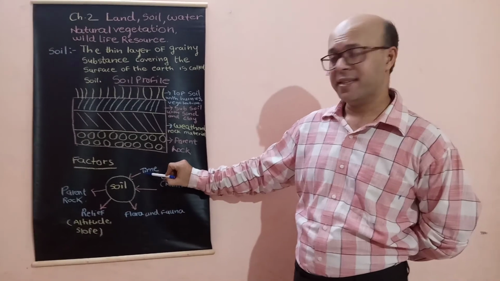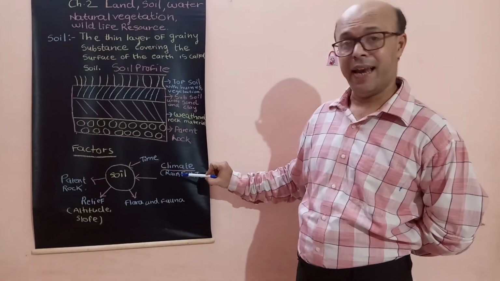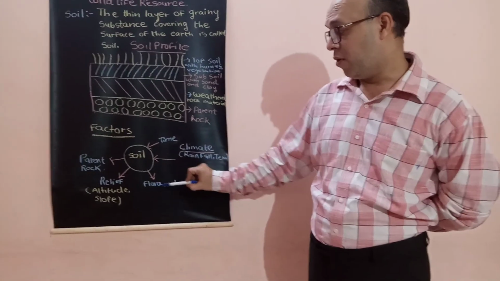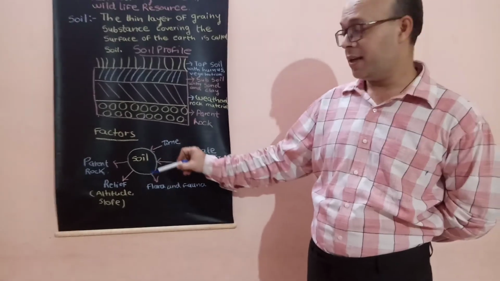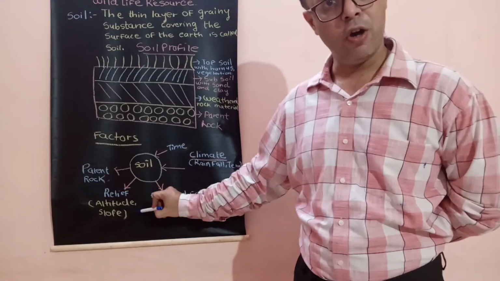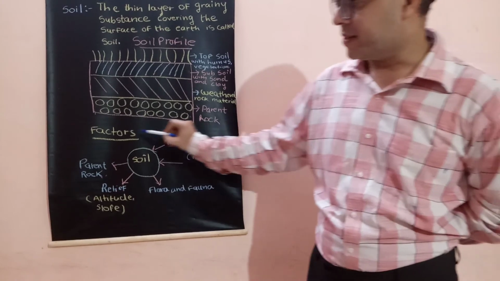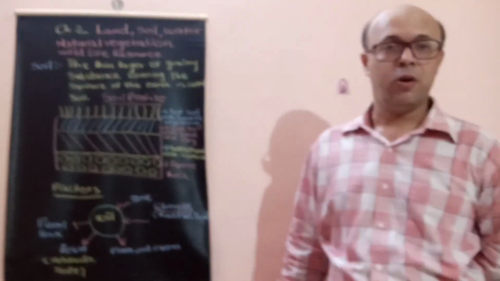The first factor is time, then climate like rainfall and temperature, then the flora and fauna of a particular place also affect the soil, then relief, meaning altitude and slope, and then parent rock. These are the factors which affect the soil profile.